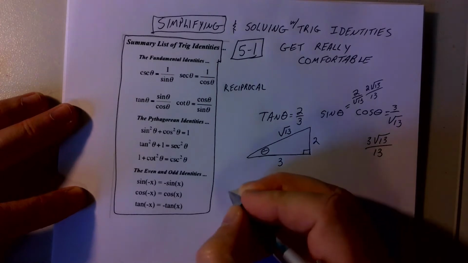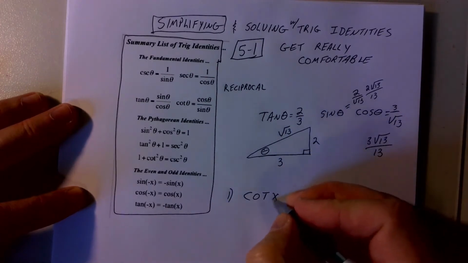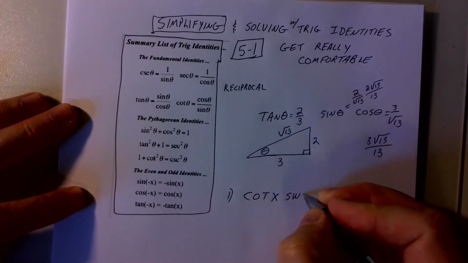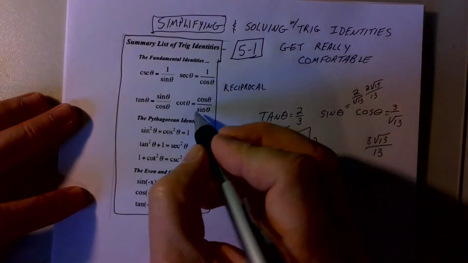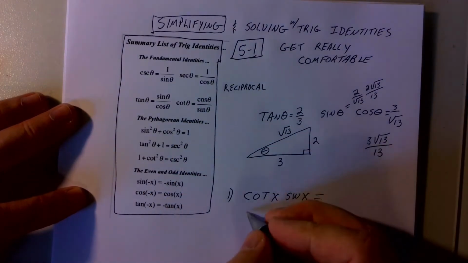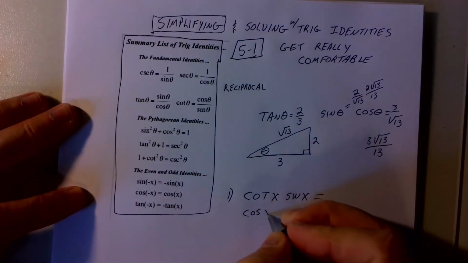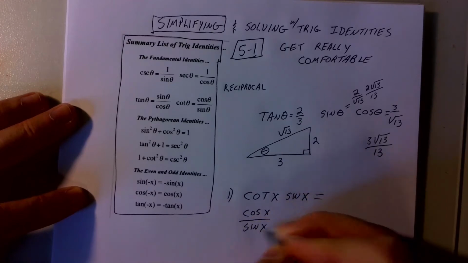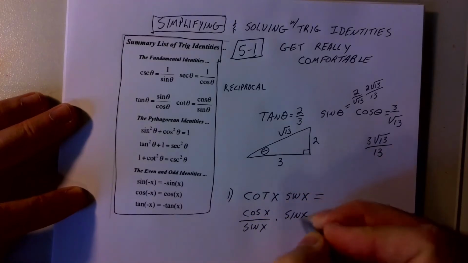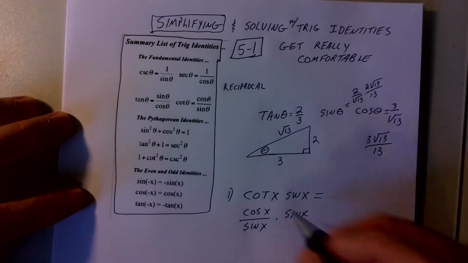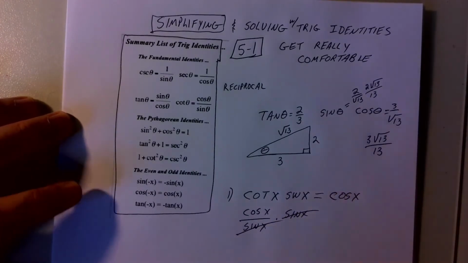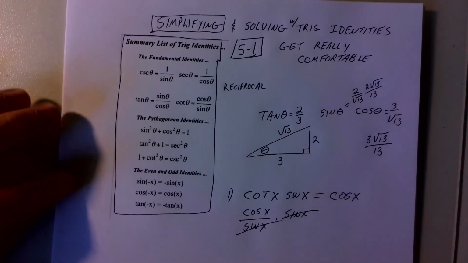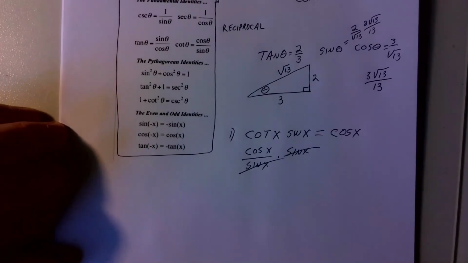So let's say this first example problem is cotangent x times sine x. And I said, hey, what is that equivalent to? Well, we know right over here that cotangent is cosine over sine. So I could rewrite this as cosine x over sine x times sine x. And then we know that sine x cancels sine x. So we know that this simplifies down to cosine x. So there's some basic stuff that we could do just like that.